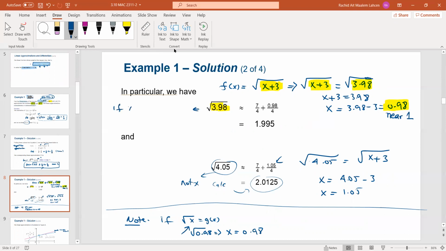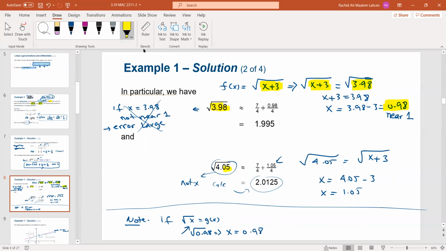If x is 3.98, that's not near 1. You can still use it, but the error will be large, way too large. It's almost like there is no point in using this. So that's what you need to watch for. What is the value that you're going to use in the approximation? Is it the direct value or is it something else?